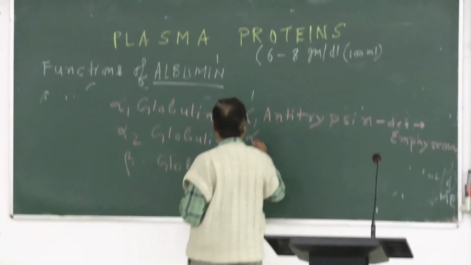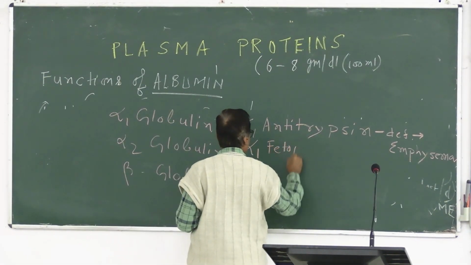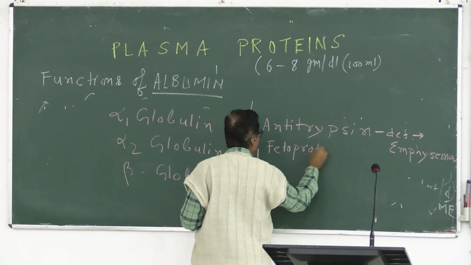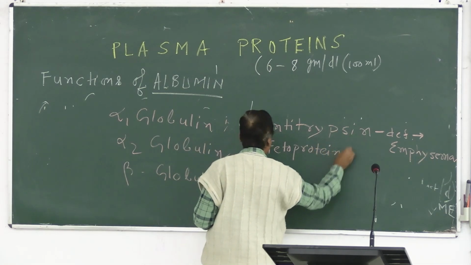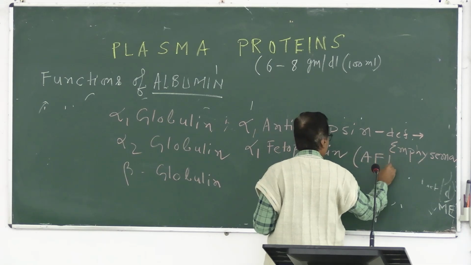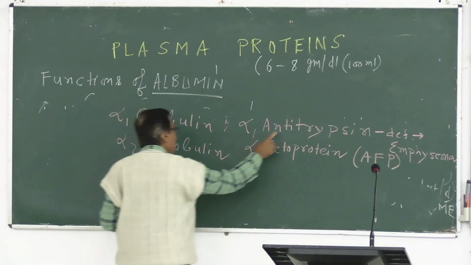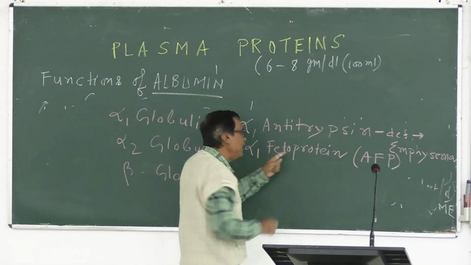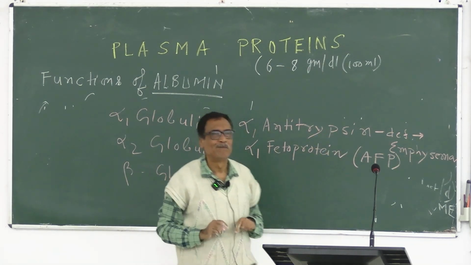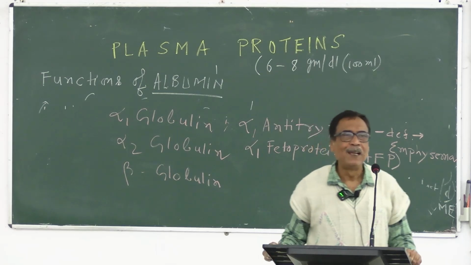Alpha-1 fetoprotein is a tumor marker. It is increased in various cancers. This will decrease in emphysema, and it will increase in cancer. This is a prominent example of the alpha-1 globulin.